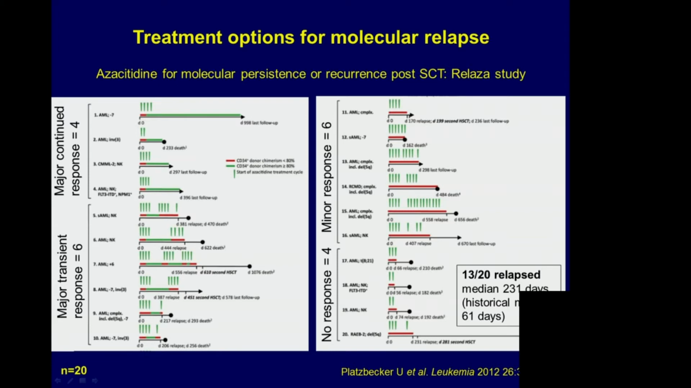However, importantly, although 13 of these 20 patients ultimately relapsed, the median time to relapse in these patients is 231 days, which is markedly shorter than the historical median of 61 days. So it appears that use of azacitidine can prevent relapse in a small proportion of patients, but more importantly, delay relapse by quite a long time in many others.